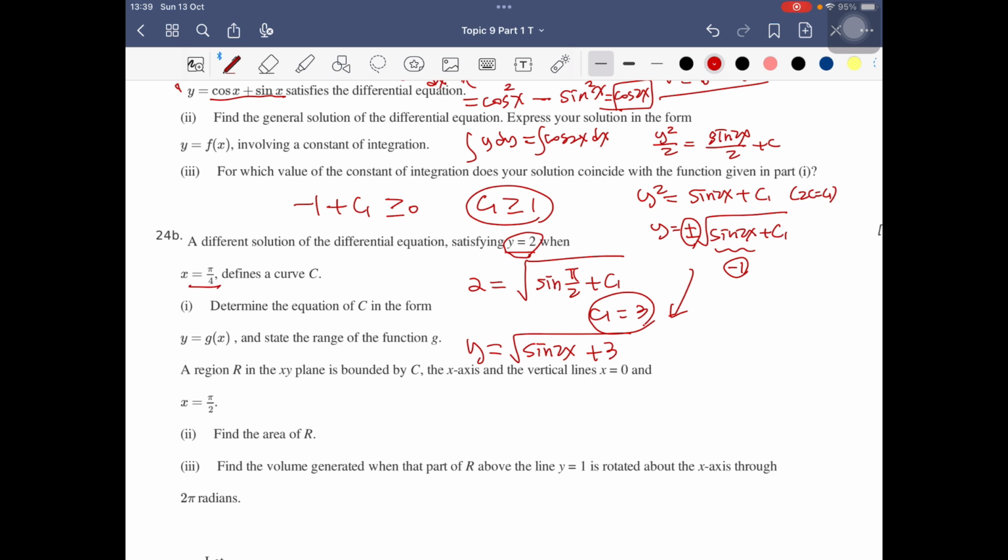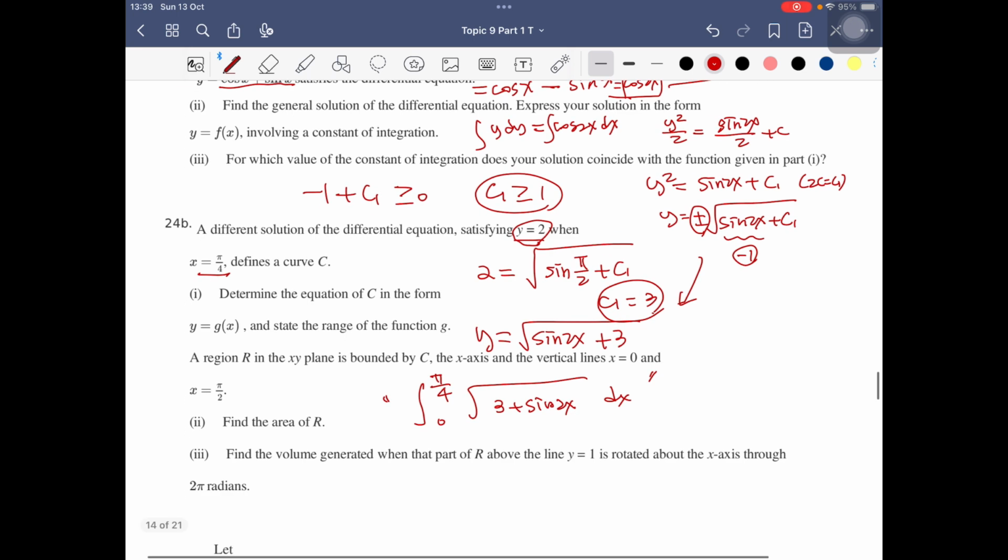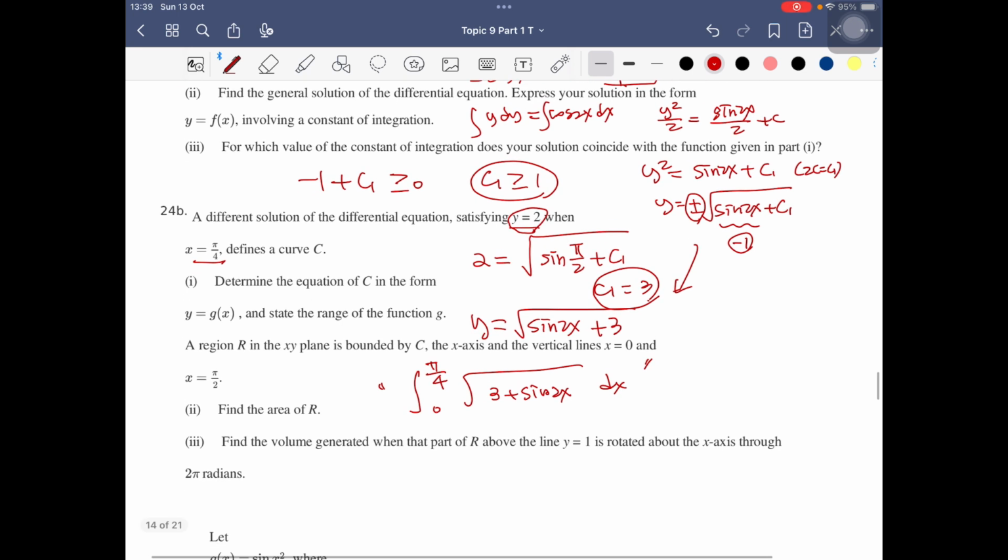So the region R is in the xy plane bounded by the curve C, the x-axis, and the vertical lines x equals 0 and pi over 2. The area of R, so 0 to pi over 4, square root of 3 plus sine 2x. Yeah, I think this is the calculator. And the volume generated, pi, 0, above the line y equals 1.